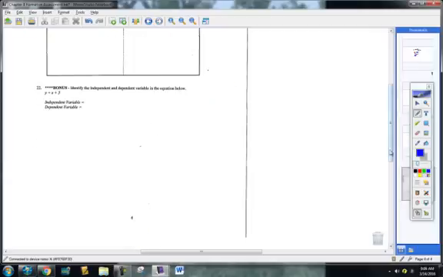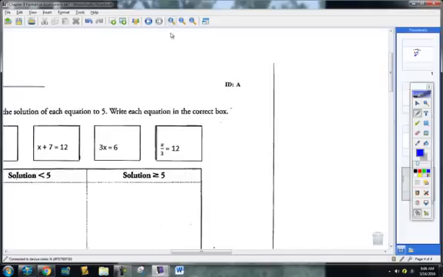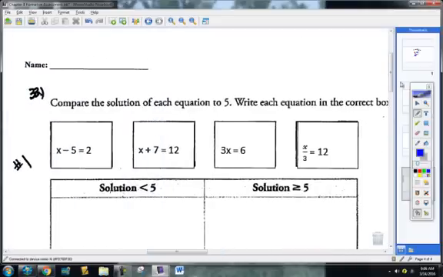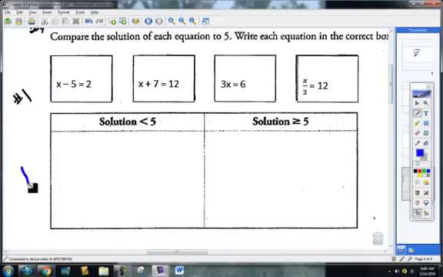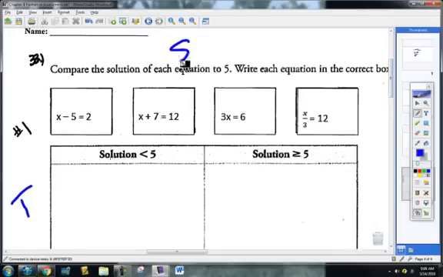Back page. Okay. This one here is just going to be worth 1 point. It's either all right or all wrong. The first thing you had to do, you had to solve all these. If you didn't solve them, it's wrong. Had to solve them. Okay?